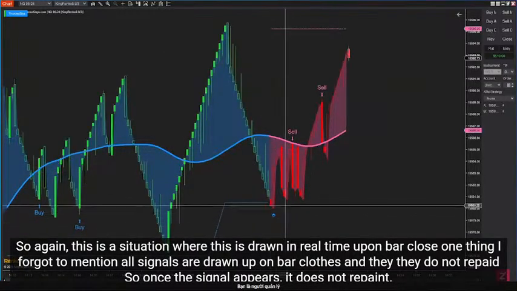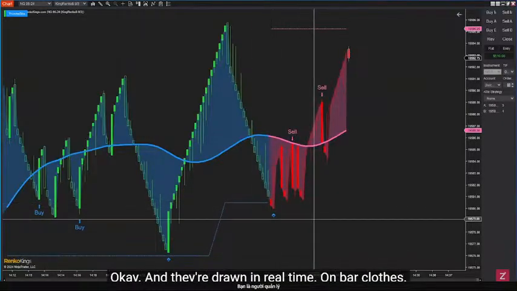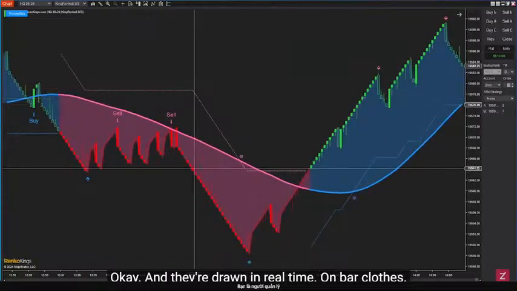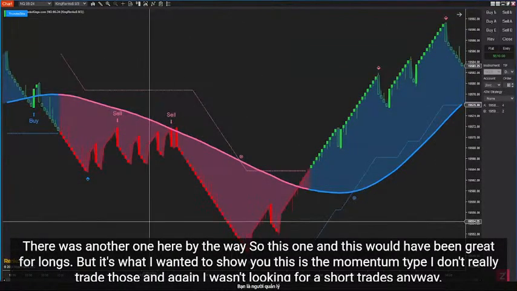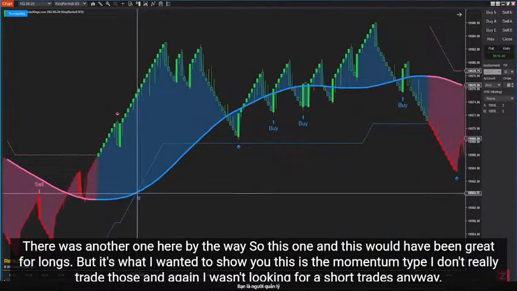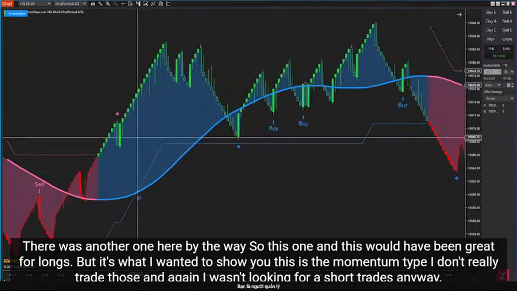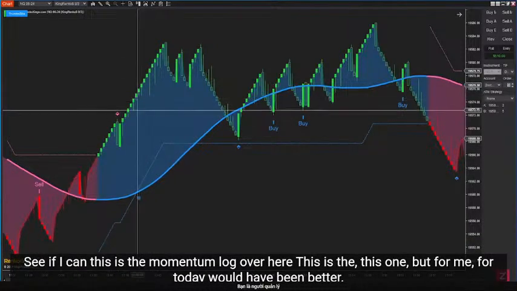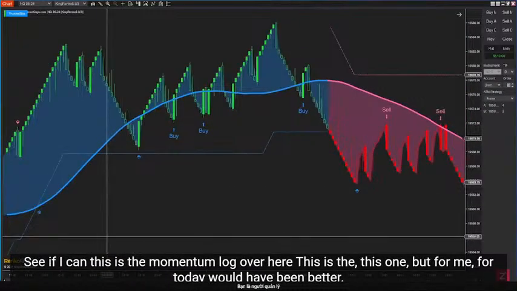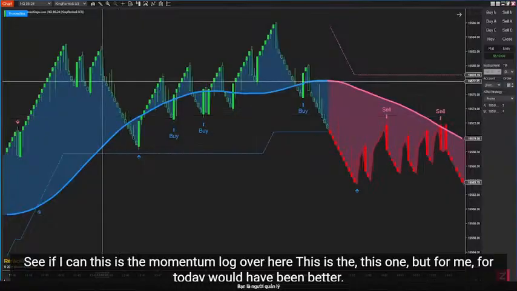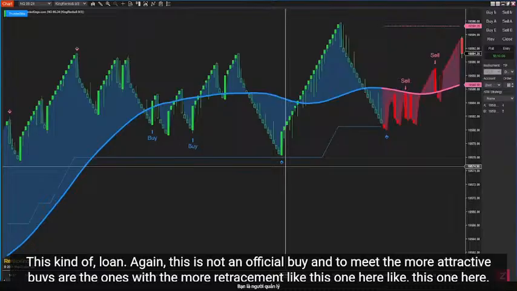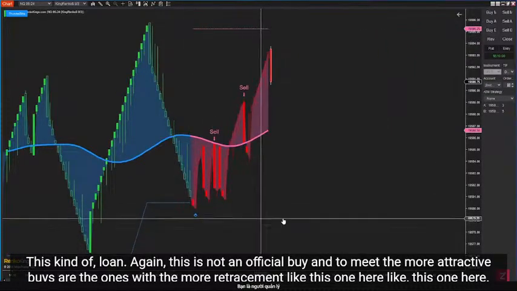There was another one here, by the way. So this one and this one would have been great for longs. But I wanted to show you, this is the momentum type. I don't really trade those. And again, I wasn't looking for short trades anyway. This is the momentum long over here. This one, for me, for today would have been better. This kind of long. Again, this is not an official buy. And to me, the more attractive buys are the ones with the more retracement, like this one here, like this one here, like this one here.